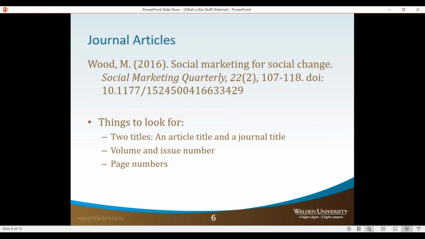Journal articles. This will probably be the type of material that you'll see most often and that you'll be required to find most often throughout your studies at Walden. A lot of the sources that you use for your discussion posts and for your assignments, and if you're at the dissertation level, for your dissertation literature review, are journal articles. That's just where the research is often published. So it's really important that you are able to tell that what you're looking at is a journal article.